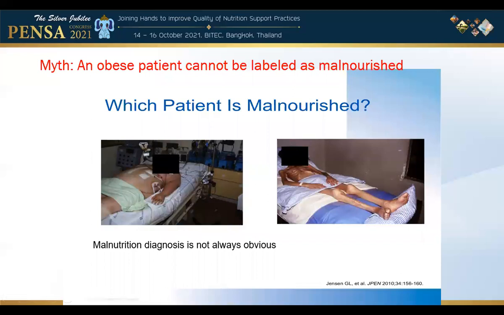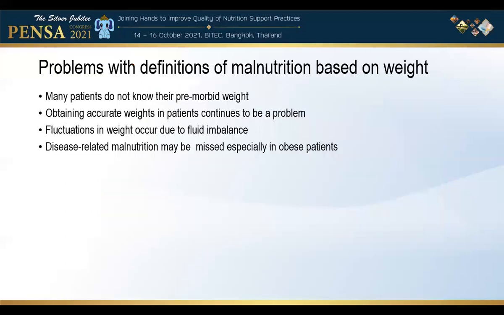Now, an obese patient can also be malnourished, and it is a myth to think that an obese patient cannot be sarcopenic. And very often, the obese patient is the patient who is neglected because the clinician forgets the fact that you don't have to be skin and bones to be malnourished. The obese patient may have disease-related malnutrition.